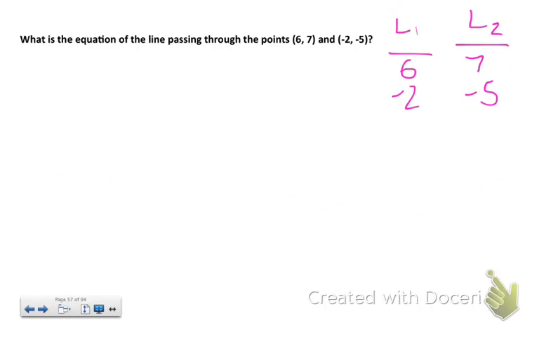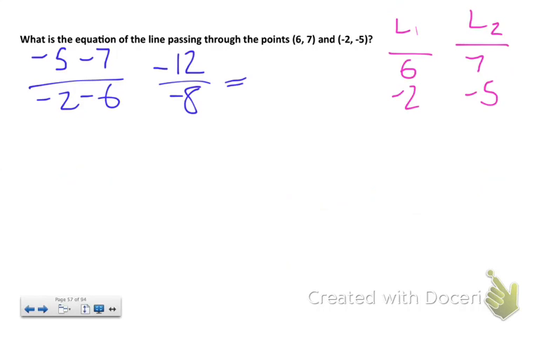First thing we need to do is find the slope. So I get negative 5 minus 7 over negative 2 minus 6. That's negative 12 over negative 8, which becomes positive 3/2. So that's our slope.